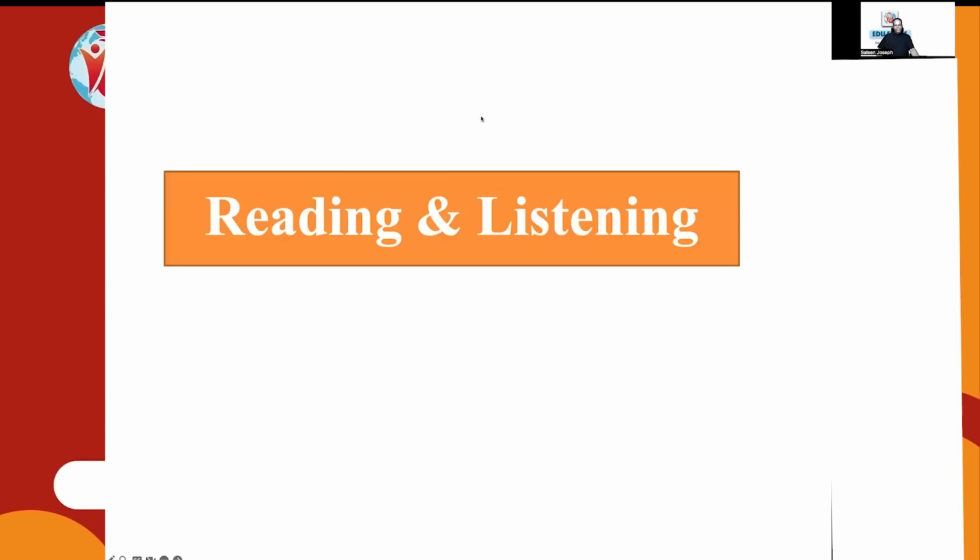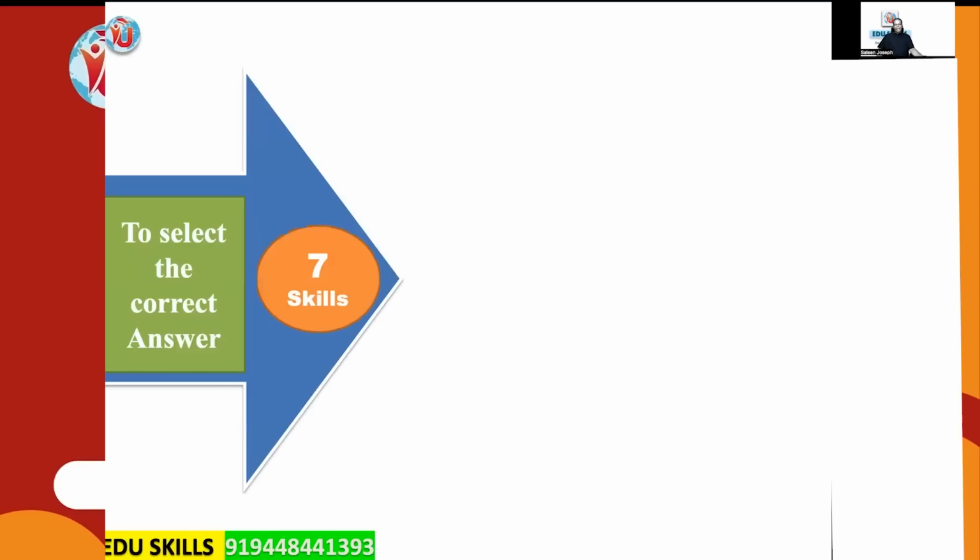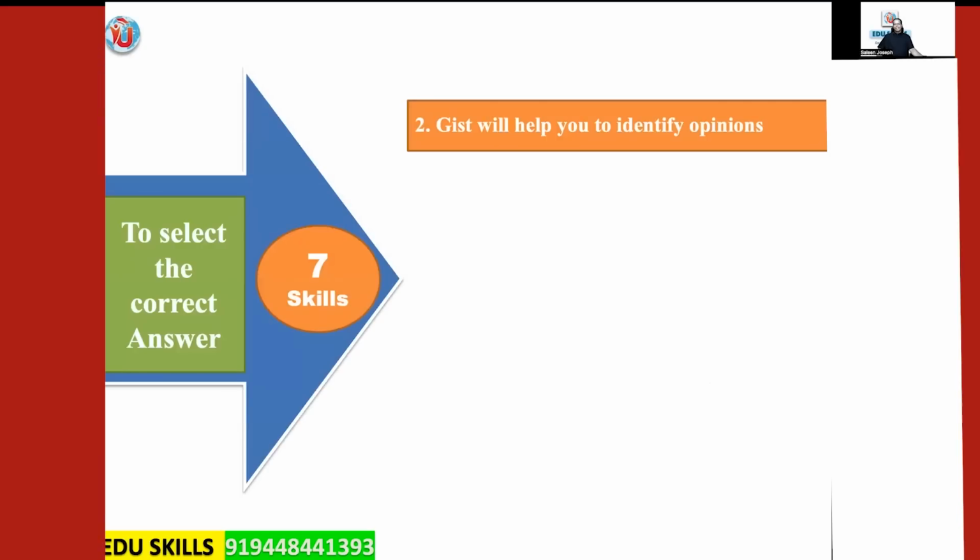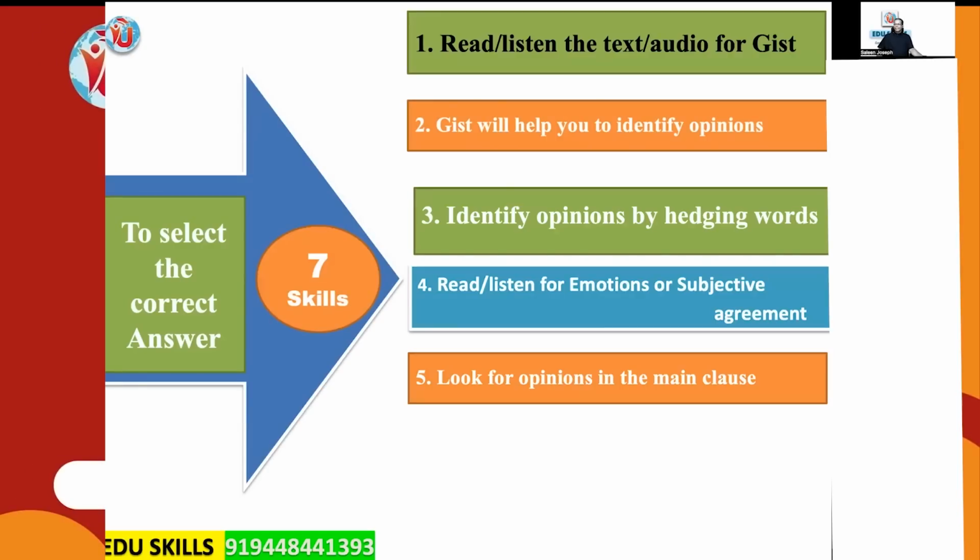So reading and listening, since most of you have asked for this, I am going hand in hand, both together. So today, to select the correct answer, what are the 7 skills? First one, read or listen to the text or audio for gist. Read for gist or listen for gist. When you listen for gist, there are questions based on gist, meaning what the whole context speaks, the whole paragraph speaks, all the audio speaks. There is a gist, the main crux given in the paragraph.